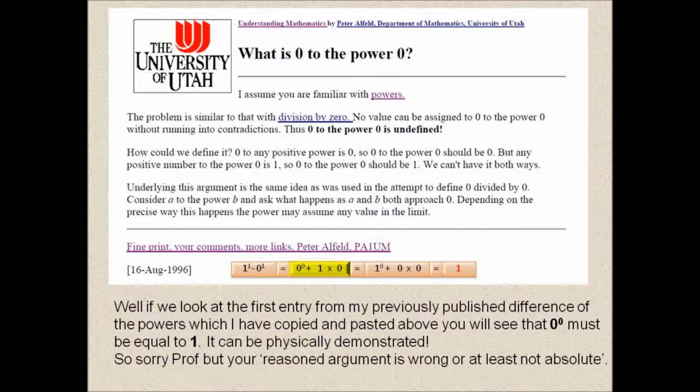As a finale to the video, I want to answer the question, what is 0 to the power 0? Well, if we look at the first entry from my previously published difference of the powers, which I have copied and pasted above, you will see that 0 to the power 0 must be equal to 1. It can be physically demonstrated. So sorry, Prof, but your reasoned argument is wrong, or at least not absolute.